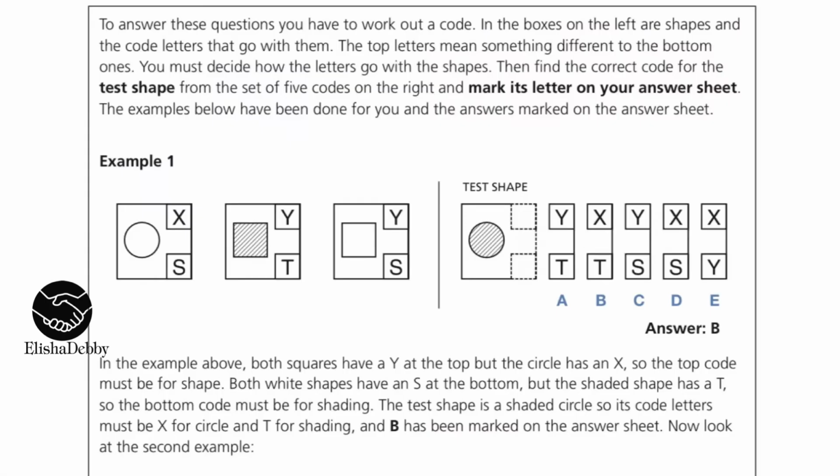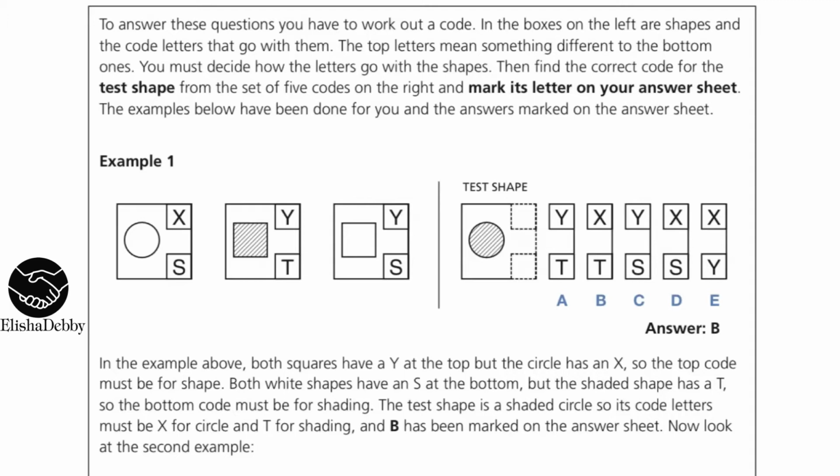To answer these questions, you have to work out a code. In the boxes on the left are shapes and the code letters that go with them. The top letters mean something different to the bottom ones. You must decide how the letters go with the shapes. Then find the correct code for the test shape from the set of 5 codes on the right and mark its letter on your answer sheet.